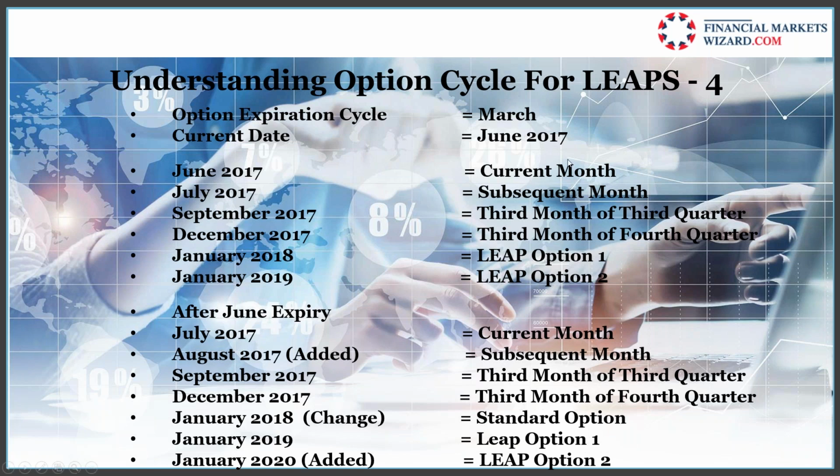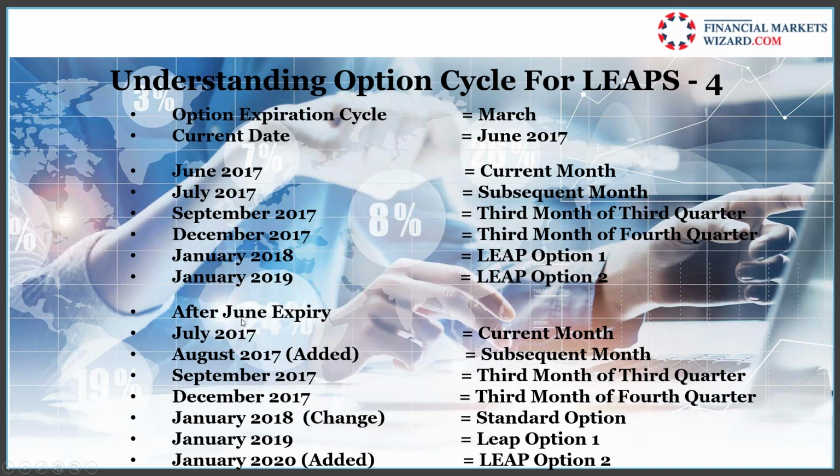In this example, let's say again the option expiration cycle is March, and now we are in June. So what will we see? Again, we apply the formula of 4 months. We will see June as the current month, July as the subsequent month, and because of the March cycle, we will see September and December because they belong to the third month of the third quarter and fourth quarter. And we will see 2018 and 2019 as leap options. So we see 4 months and 6 months.